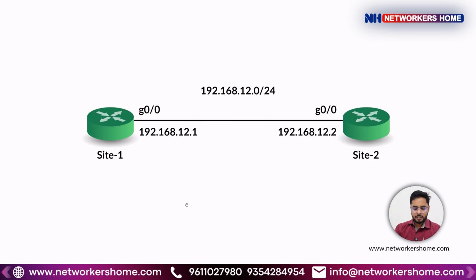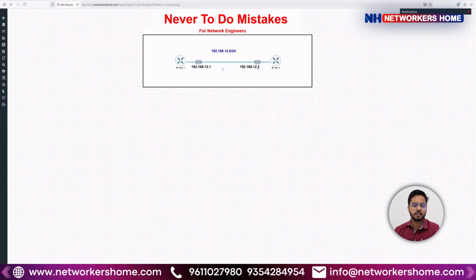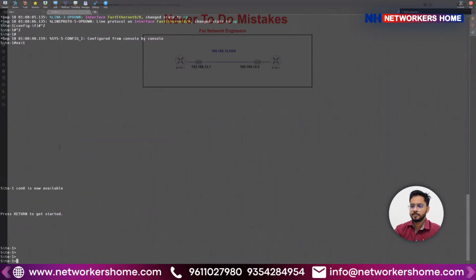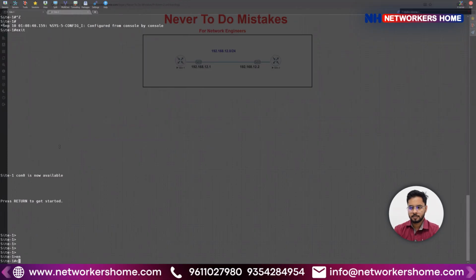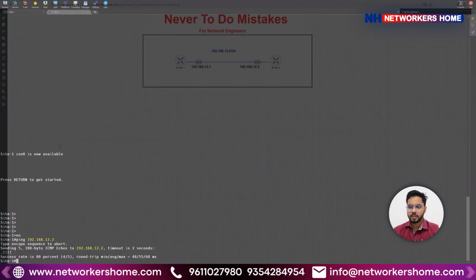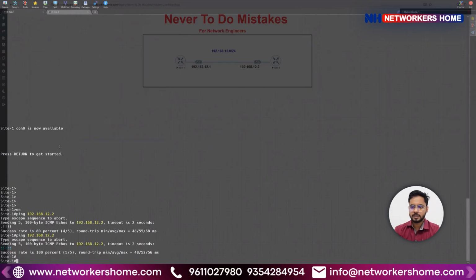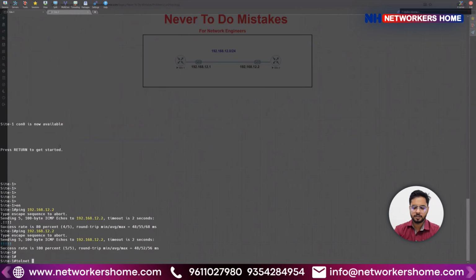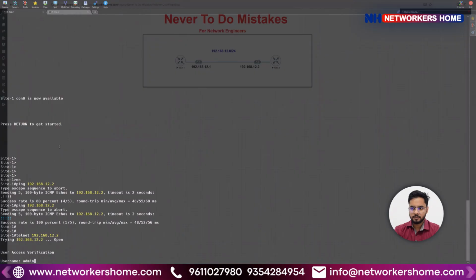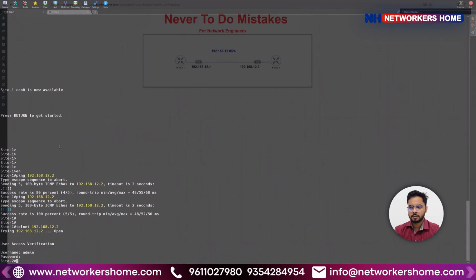If we talk about checking the connectivity first, here is our lab. I have site one and site two. The first thing I'll do is test the connectivity from site one to site two. I'm on site one. Let's check the connectivity. I'll say ping 192.168.12.2. And we do have the connectivity. Connectivity is fine. Let's take telnet access, telnet 192.168.12.2. Username I have given, then password, and we are in site two.